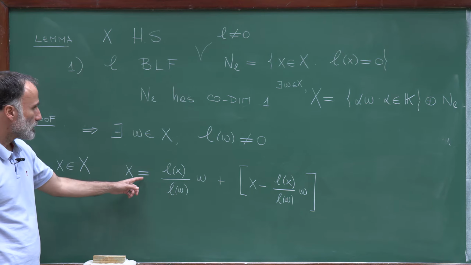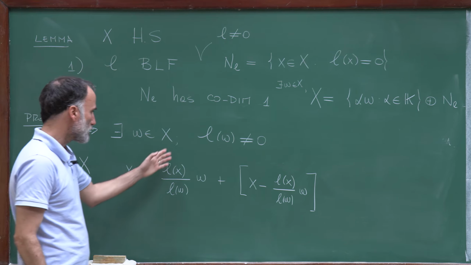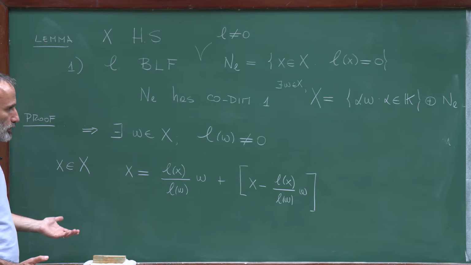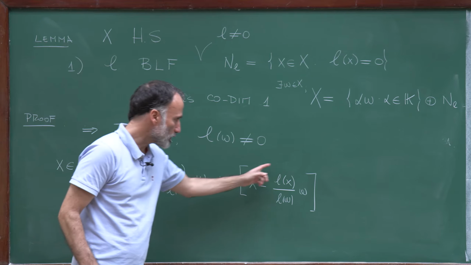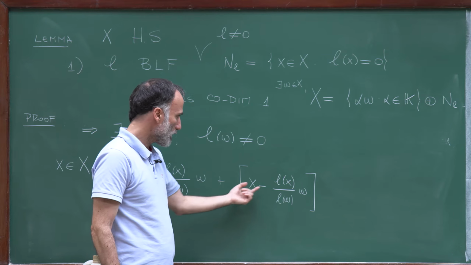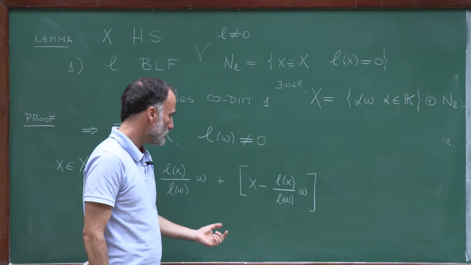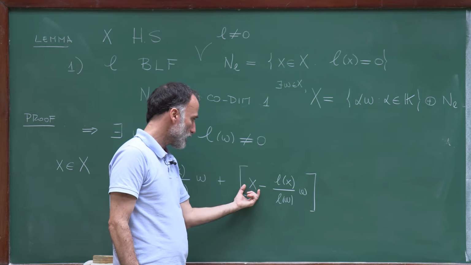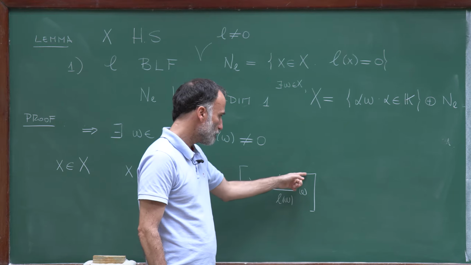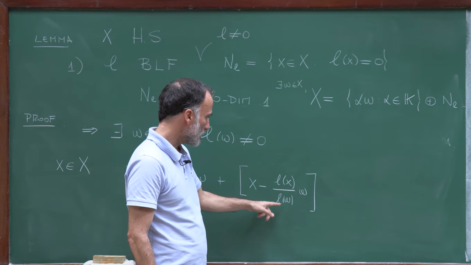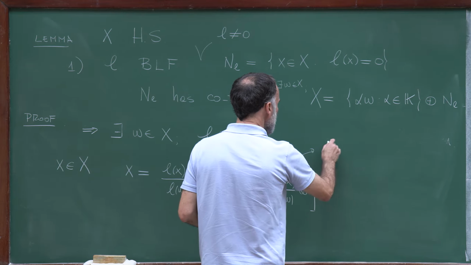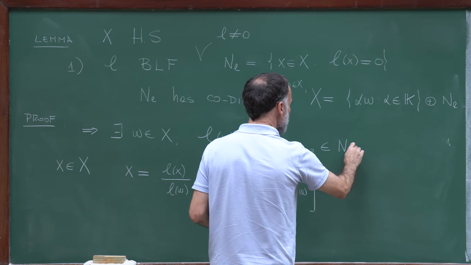Well, the identity is obvious because this term will cancel this term. So the only thing I really need to care about is to show that this expression is an element of the null space. If you apply L to this element, by linearity you get Lx minus Lx divided by Lw times Lw. The Lw cancels with the L of W, and I get Lx minus Lx. So this indeed is an element of the null space of L.